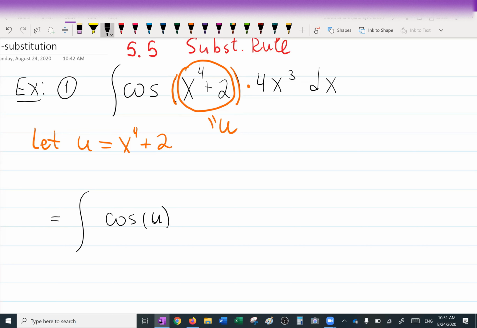But what happens to the right side over here? We cannot abandon it. It's supposed to be converted into U, and that's where the derivative comes in. You see this dx over here? The moment you introduce a new variable, you have to find a derivative of that new variable. So let U be x to the 4 plus 2, then du is, you need to find the derivative of that right away. The derivative of x to the 4 plus 2 is 4x cubed.